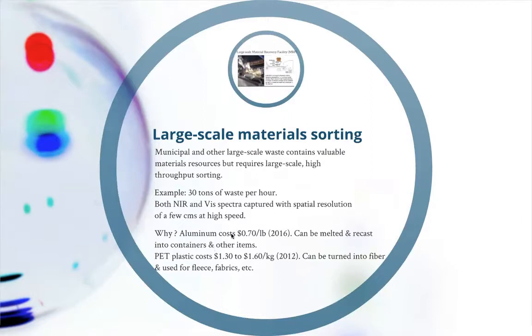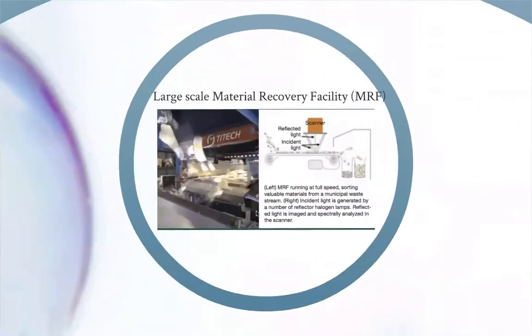So, for instance, aluminum had a price of 70 cents per pound back in 2016. It can be melted and recast into containers of other forms. PET plastic also has some cost and can be turned into fiber. So those drive the economics, and they basically support these very large-scale processing facilities.